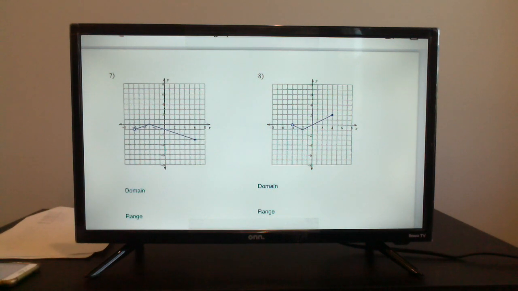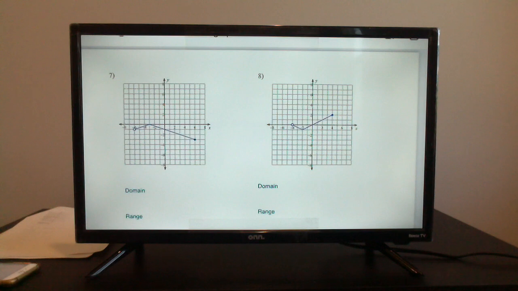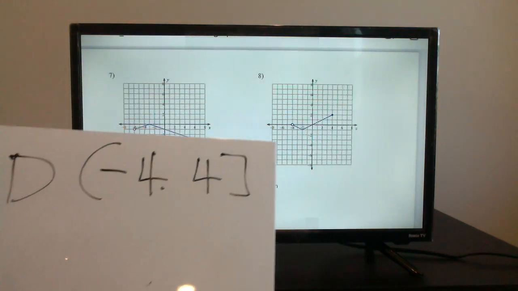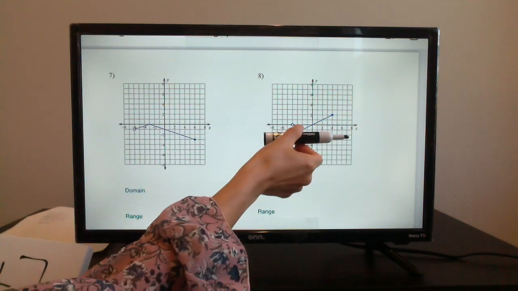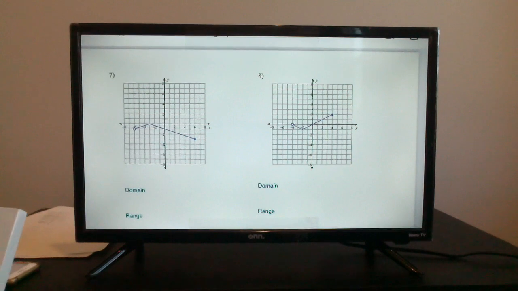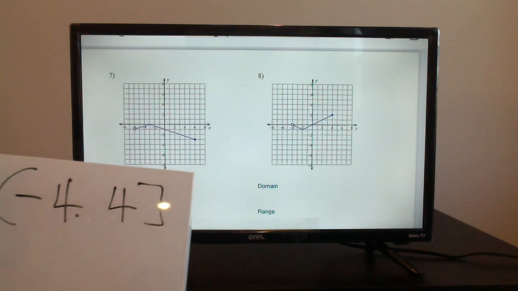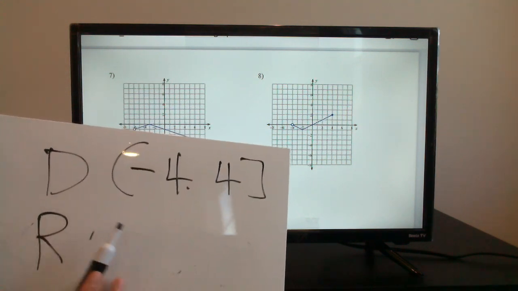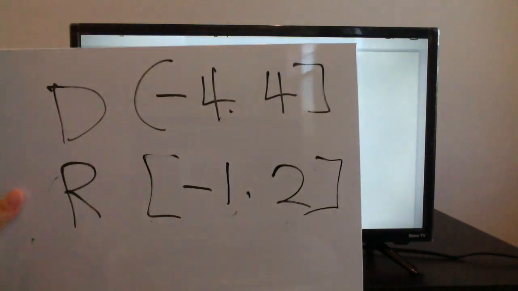So domain and range. That's very easy. What's the domain and range? -4 to 4. But -4 is open. So the domain is this. And the range, -1 to 2. -1 to 2. So both included. -1 to 2. This is the answer.